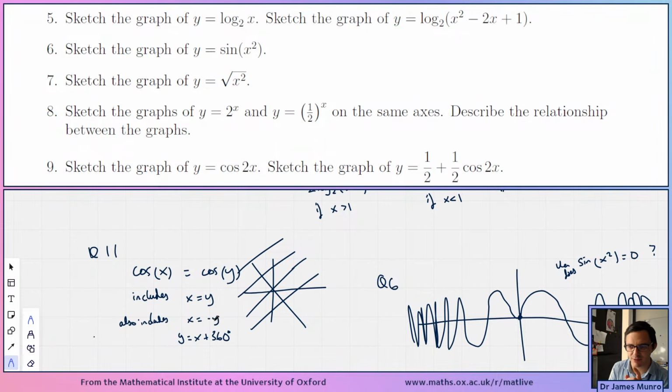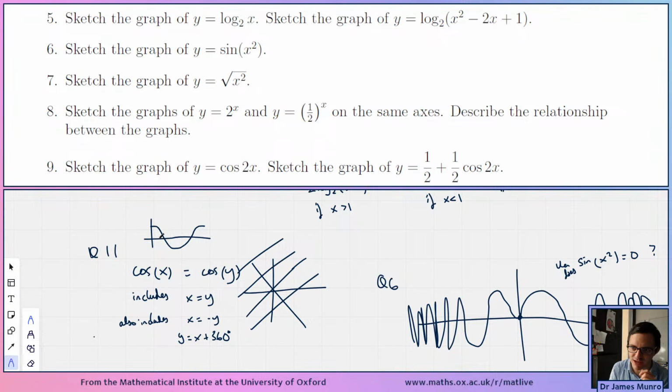So y could be, let's try and get this right. Where do I look? I think it's 180 minus x. No, it's the other one. Is it 360 minus x? 360 minus x. I'm trying to imagine my cosine graph. Maybe I should draw cosine first, right?